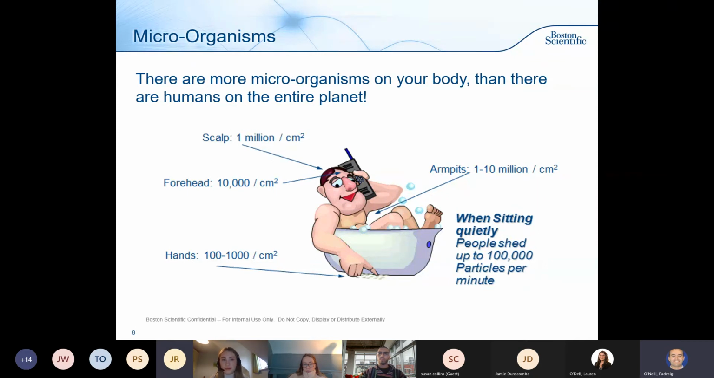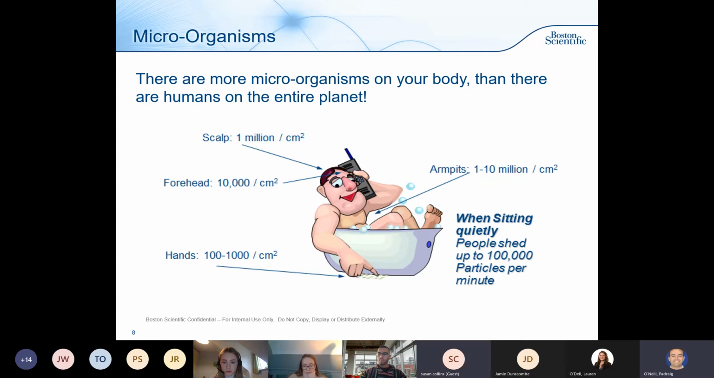So per 1 centimeter squared, you're looking at around 1 million microorganisms on the scalp. Then 4 to 10,000 elsewhere, and hands could be 100 to 1,000, so that's different for everybody. And when sitting quietly, people shed up to 100,000 particles per minute. I know someone mentioned skin particles, so that's very much something that can happen in the rooms.